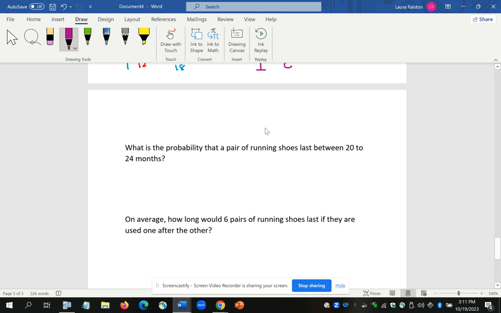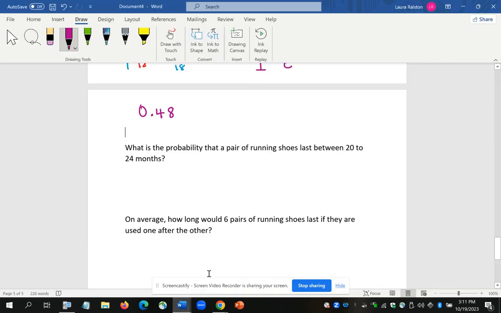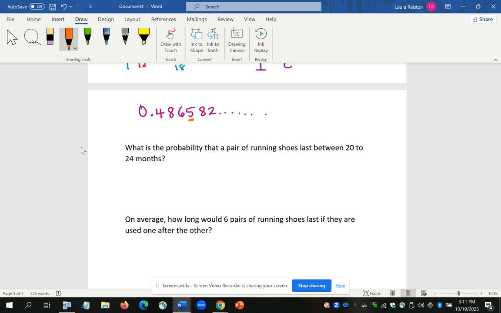We get 0.486582 dot dot dot. Again, remember we round to typically 4 places, so 5 is in the 4th place, 8 is next door, it's going to get bumped. So we have 0.4866.